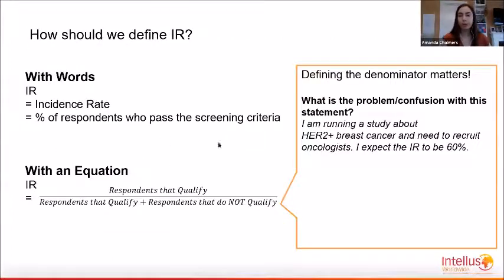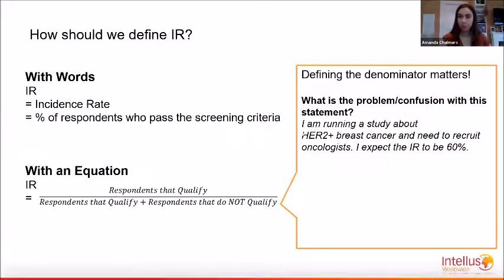So how should we define IR? As we said in words already, IR is incidence rate. That's the percent of respondents who pass the screening criteria. Sounds pretty clear, but actually not quite. We need to get even more detailed than that, and I'm going to use an equation for that. Specifically, IR is the respondents who qualify divided by the respondents who qualify and do not qualify.